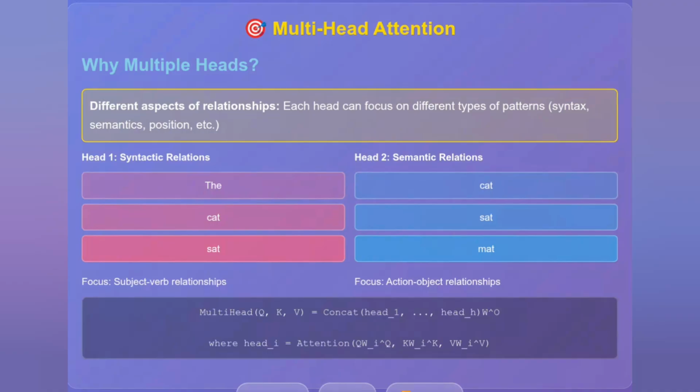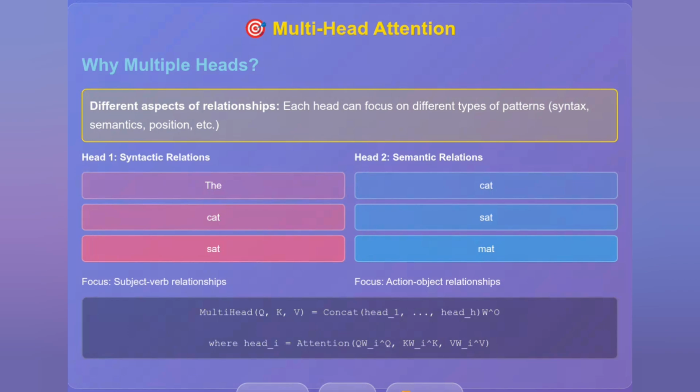When you read a sentence, you're simultaneously paying attention to syntactic relationships, subject, verb, object, semantic relationships, what words mean together, positional relationships, word order, and contextual clues. Multi-head attention captures this by having different heads specialize in different types of relationships.